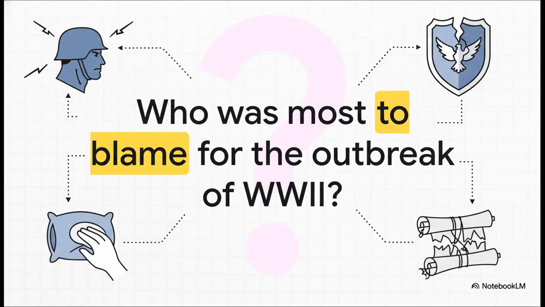So the biggest thing to take away from all this isn't just what happened, but why it happened. And to leave you with a classic exam-style thought to chew on, who was most to blame for the war? Was it the aggression of Hitler, the weakness of the League, that flawed Treaty of Versailles, or was it the policy of appeasement? Who do you think was ultimately responsible?